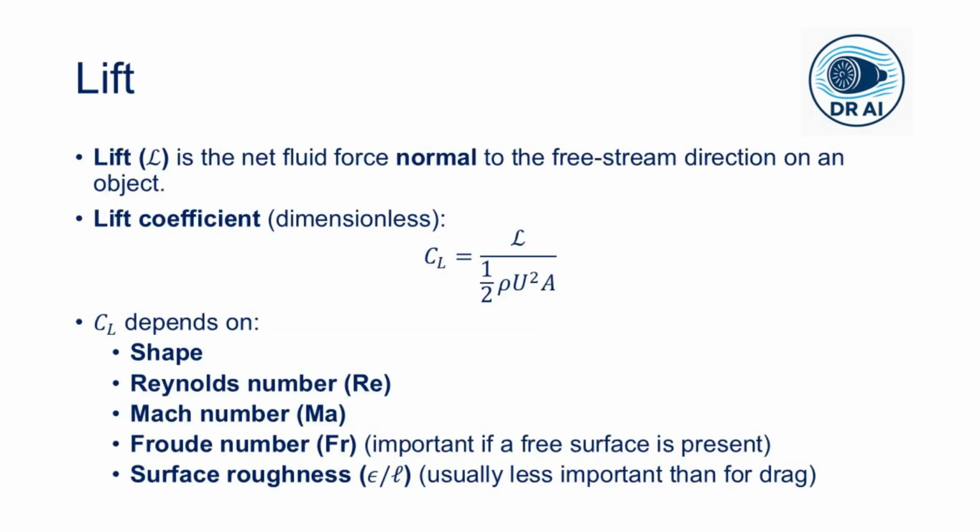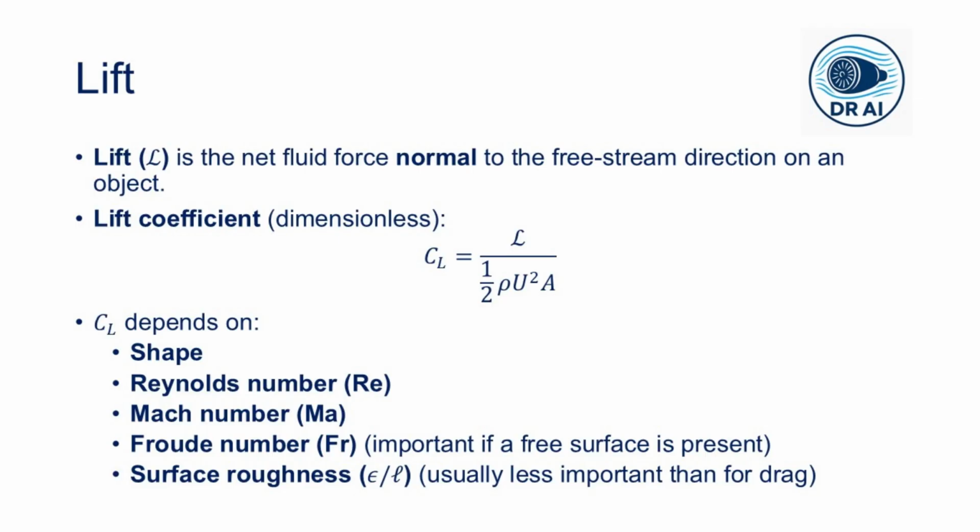Now, defining the lift coefficient. Just as with the drag, we express lift in dimensionless form using the lift coefficient as C_L equals the lift force divided by half rho U squared times the area, where the area here is the characteristic area. For airfoils and wings, this is typically the planform area, the projected area seen from above, which is the wingspan times the average chord length.